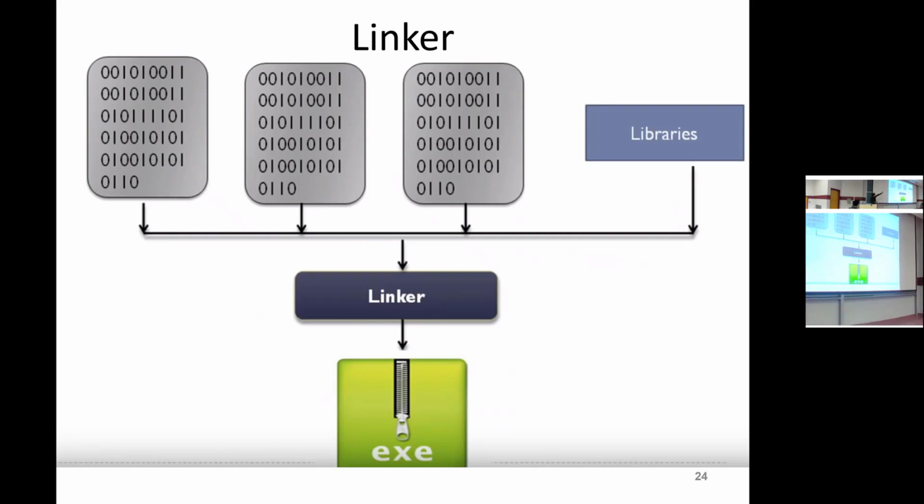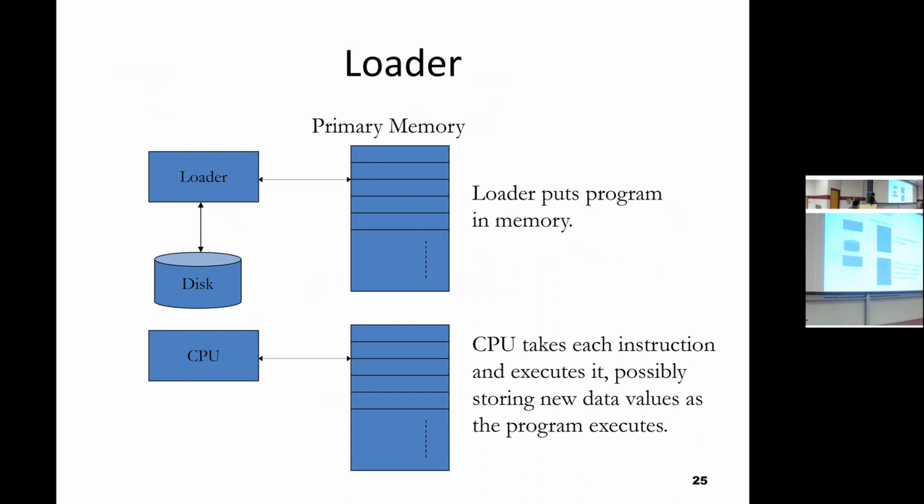And then the linker takes multiple source files, or rather the object files, and links them together into a single executable. Good. And then the loader, later on, when you try to run your program, takes it from the disk and places it in the memory, such that the CPU can read the instructions from the memory one by one and execute them.